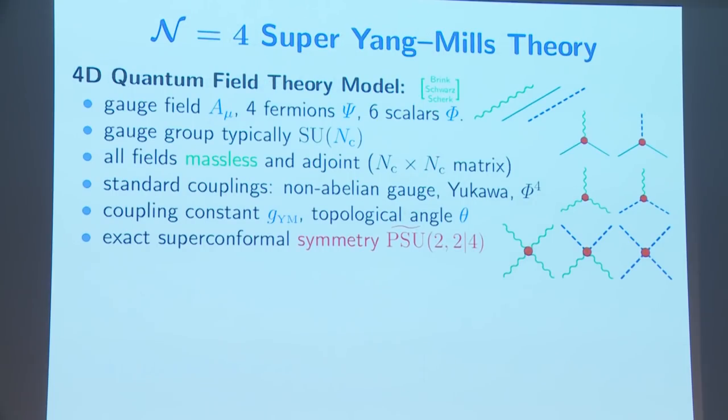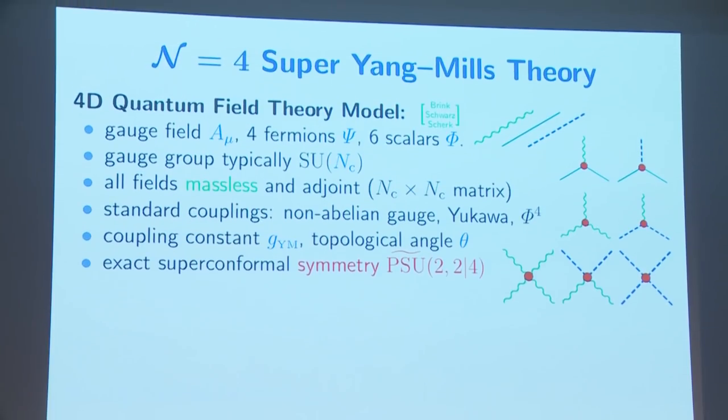On the other hand, there is N=4 super Yang-Mills theory. That's more or less a conventional, well, you can view it as a conventional four-dimensional quantum gauge theory model. So you have a gauge field. You have four types of fermions, six types of scalars. For the gauge group, I'll typically take SU(N) or U(N). Doesn't really matter so much.